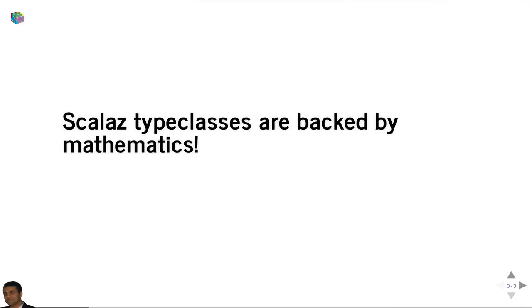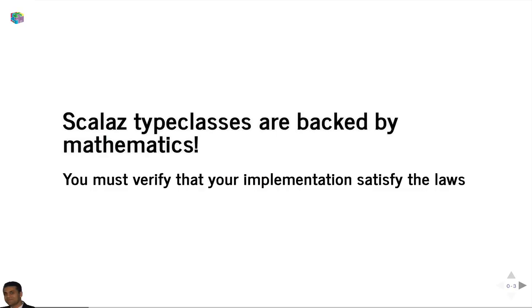Furthermore, typeclasses as implemented in Scalaz are actually backed by a mathematical theory, category theory. Typeclass names follow equivalent concepts in this theory. Because of their mathematical background, each typeclass in Scalaz requires that instances satisfy a set of laws. When you implement your instance, you need to verify that the implementation satisfies those laws.